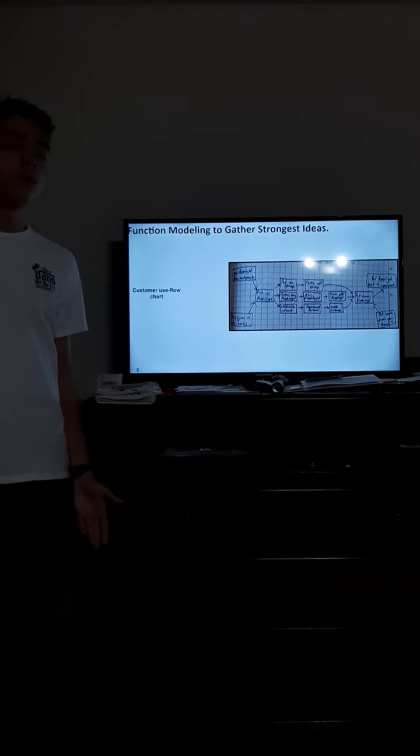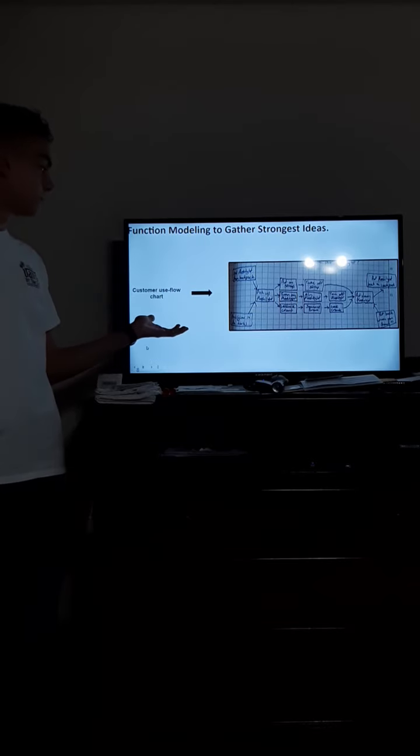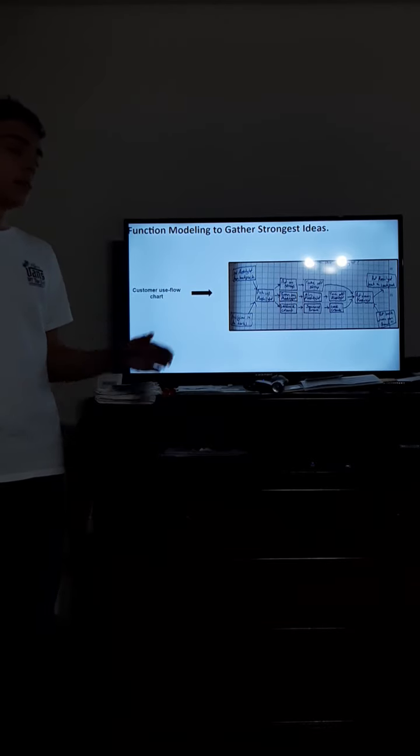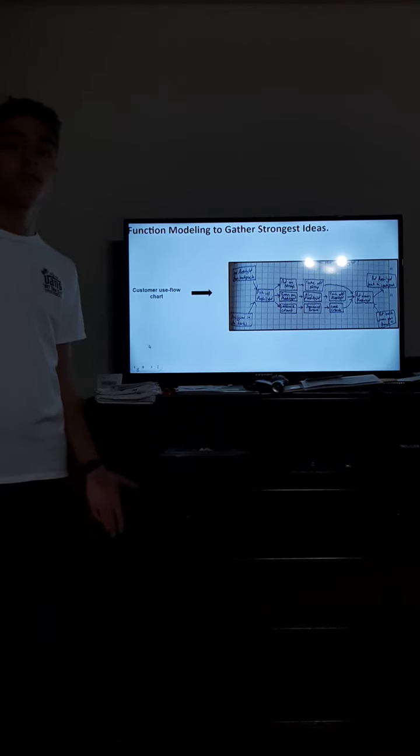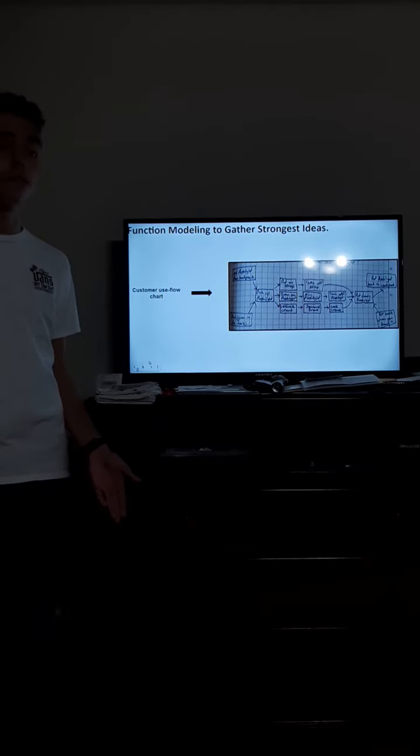Our first part of functional modeling was creating a user flowchart. This allowed us to look at all the different actions a customer or user of our product might take to allow us to specifically target them for functional modeling, so that we redesign something that the customer will notice and appreciate over something that they think is already good enough.